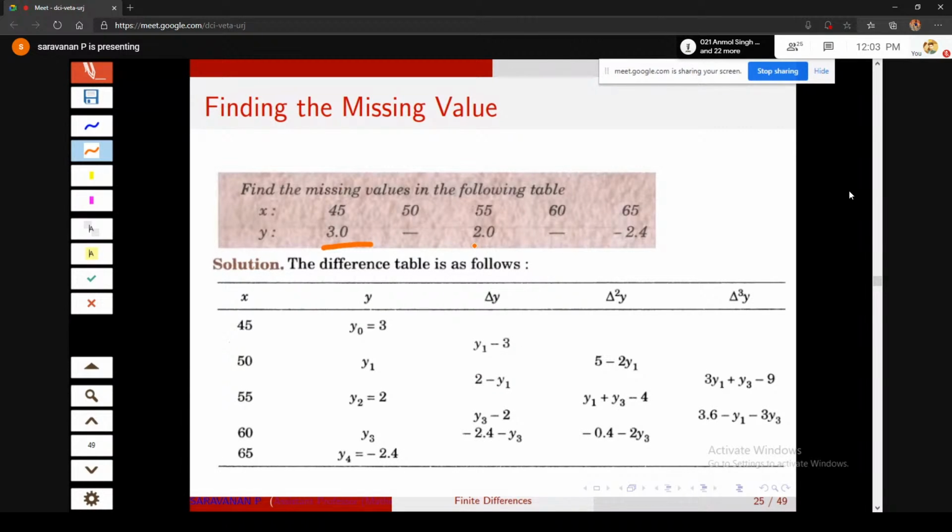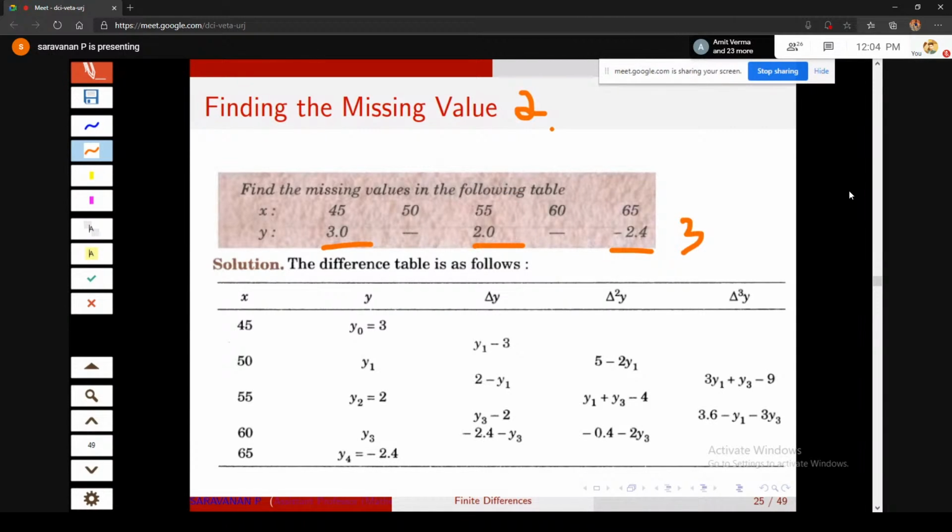Here, how many values of y are given? Three values are given. Therefore, we can approximate this function. We don't know the original function. We know only the function value at some points. So if 3 values are given, we can approximate this function by a polynomial of degree 2.